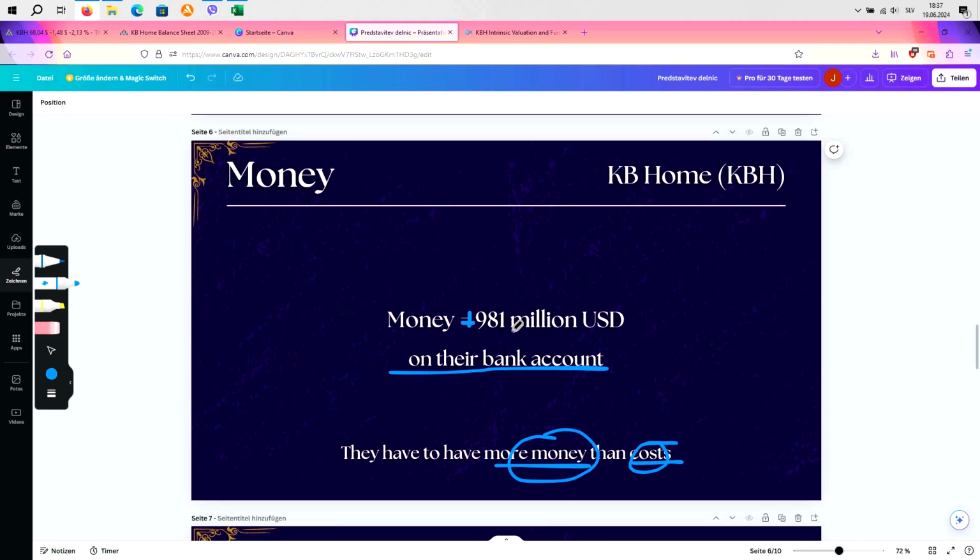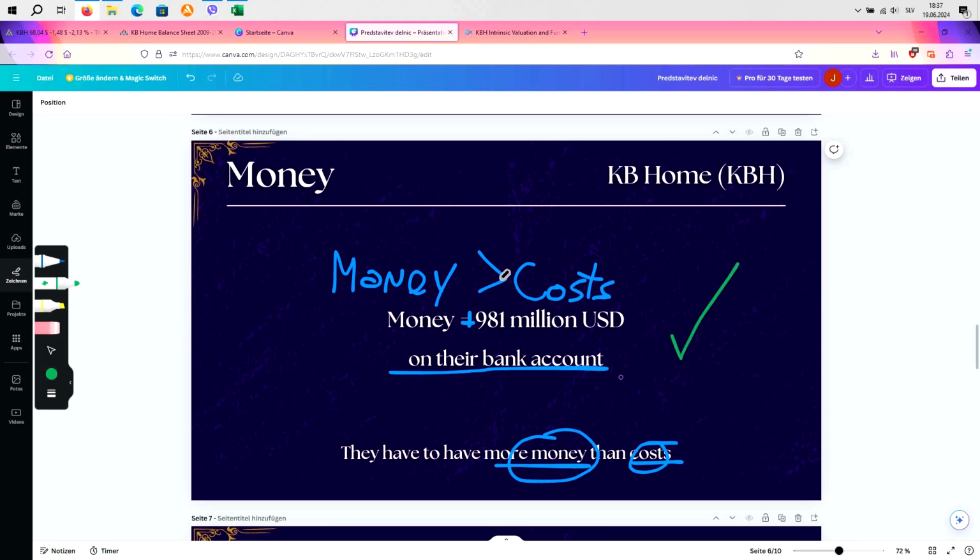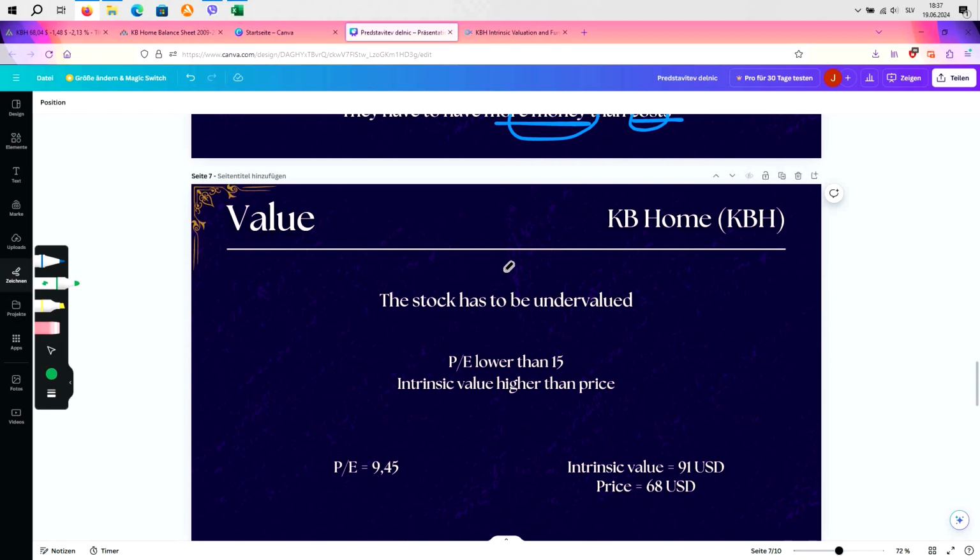Now let's take a look at the numbers here. So they basically have $981 million in plus, as I draw right now here. So that actually means that they have more money than costs. So that's a good sign to see, bro. That means they are not broke, they can handle debt, they have money coming in. So that's a good sign, okay?